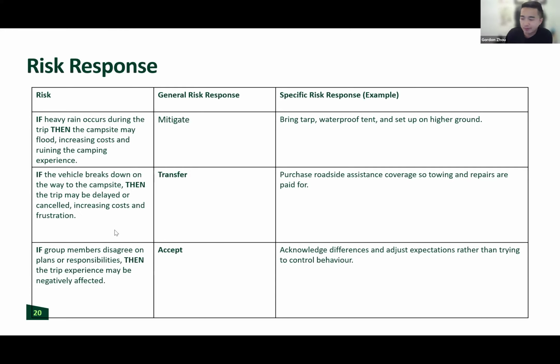Last one here. If a group member disagrees with our plans, which, especially with these group initiatives, the trip experience may be negatively impacted. We all have friends that are like that. We all work with different people with a diverse array of opinions. You may say, I'm just going to accept that. I accept the fact that different people have different thoughts. I acknowledge that we have differences. I'm not going to do anything with this risk. I'm just going to accept it. So the general response, the specific response.